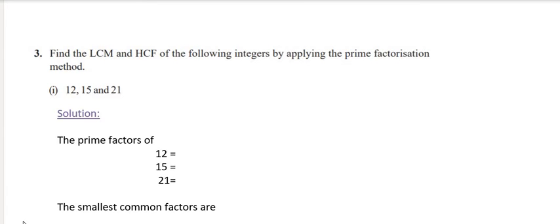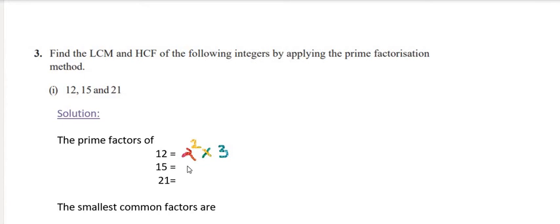We're going to find out the HCF and LCM for the given numbers using the prime factorization method. So we have three numbers, that is 12, 15 and 21. The prime factors of 12 are 2 square into 3. That is, 12 can be written as 2 square into 3.